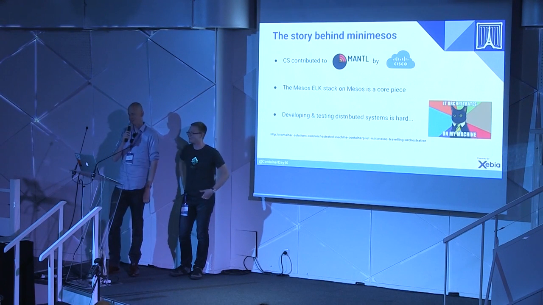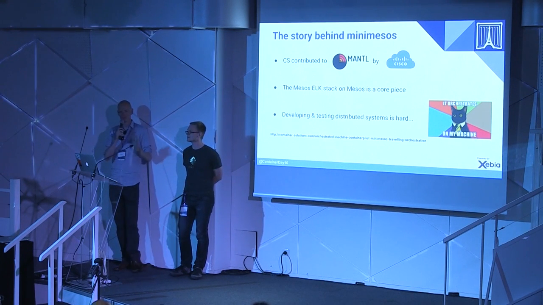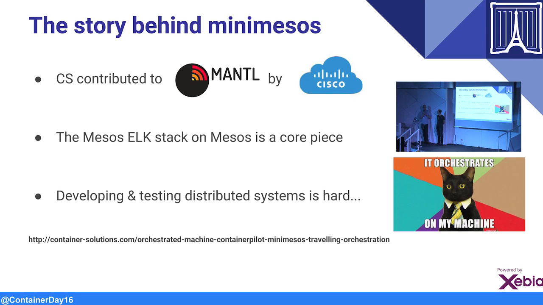Okay. So the story behind Mesos was, like I said, we worked together with Cisco on Mantle, which is the microservices platform by Cisco. And one of the core pieces is the Elk stack on Mesos. So we started out building Mesos Elasticsearch, but we quickly realized that it would be hard to write these frameworks and properly test them. So what we ran into is an orchestrates-on-my-machine problem. Meaning, you want to test all the different pieces of your distributed system on the machine so you can properly test it end to end. So this is hard to do.